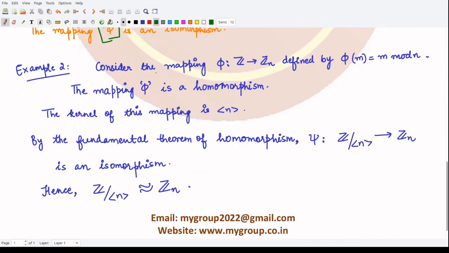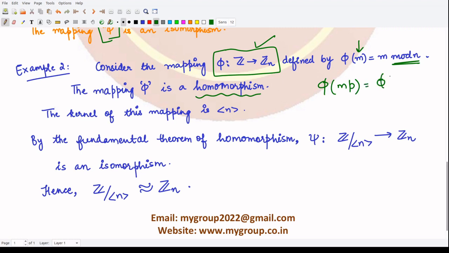In this case, we consider the mapping phi from the group of integers to the group of integers under modulo n. We have already discussed this mapping. We define it by taking any integer m, and when you apply phi onto it, you apply mod n onto the number m. Now we say this mapping is a homomorphism. Why? Because we already have a proof. If we take two elements m and p, and here the group operation is addition, then phi of m plus p gives phi of m plus phi of p. So you can check that this relation holds.